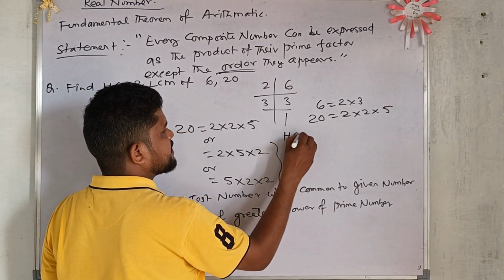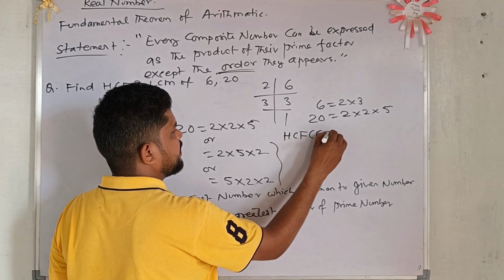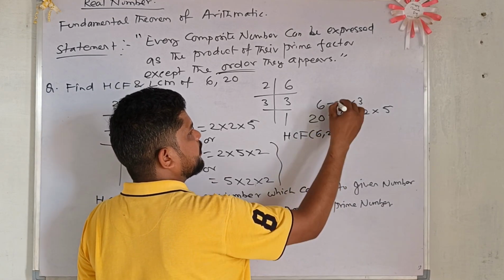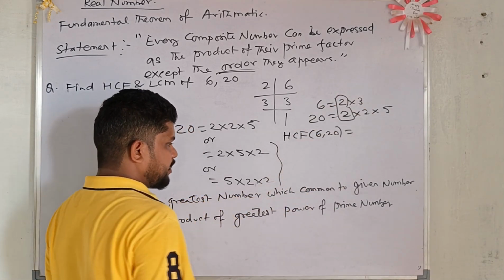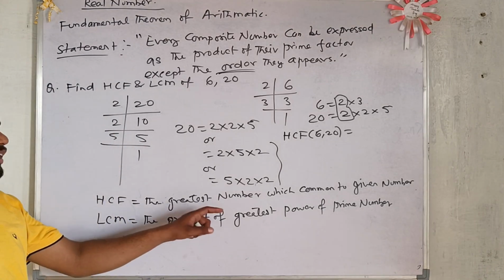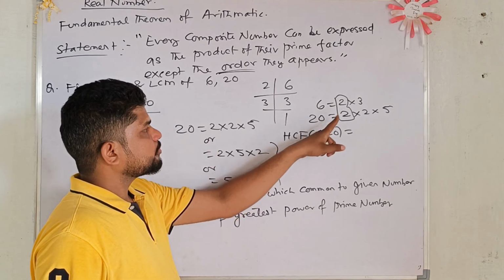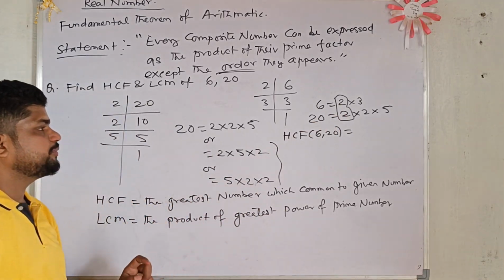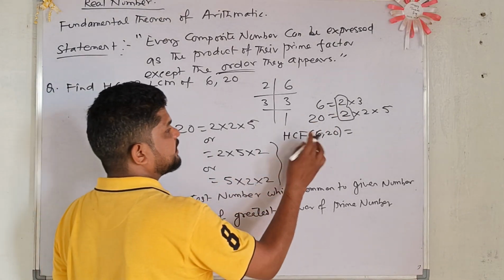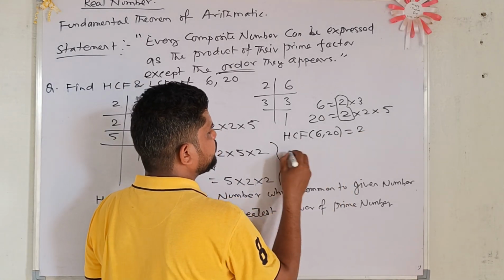Talking about the HCF of 6 and 20, here 2 is the greatest number which is common to both, as you can see. So the HCF of 6 and 20 is 2.